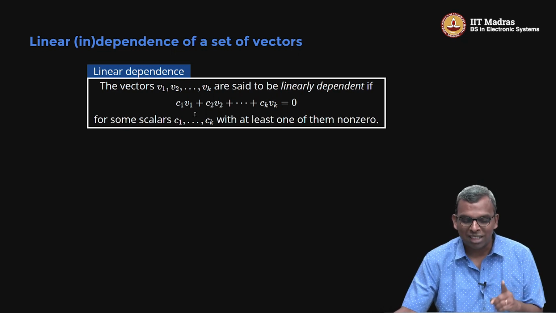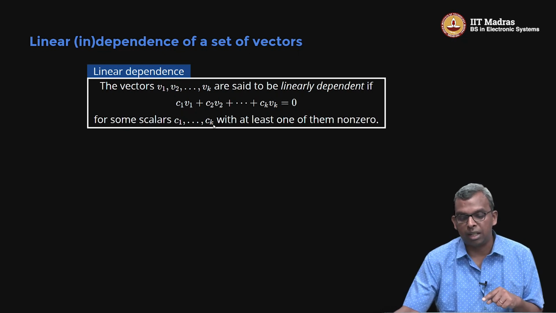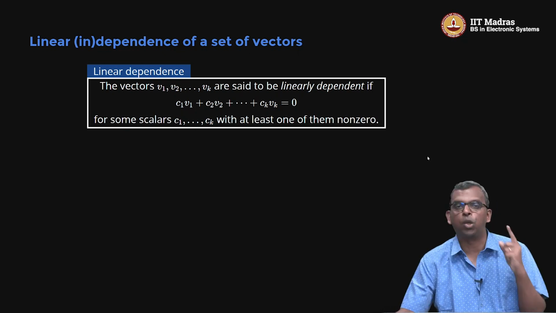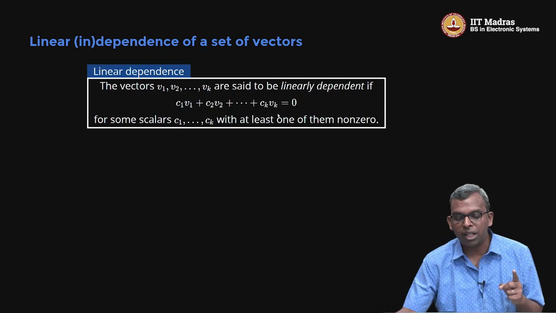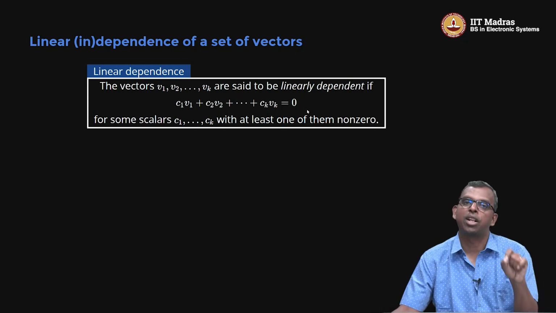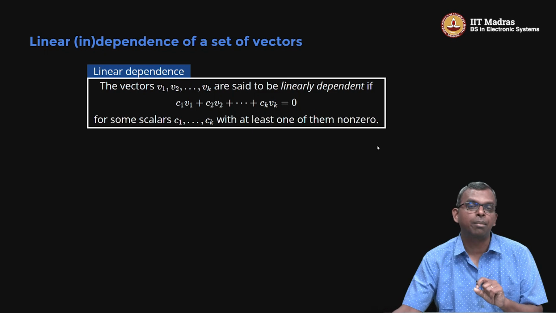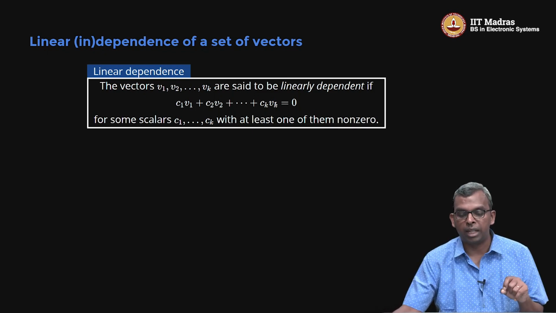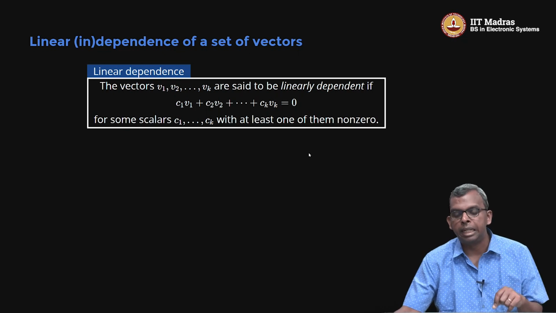Okay, so what is the condition? c1, c2 to ck for some scalar c1 to ck with at least one of them non-zero. The all zero linear combination is not allowed. So you need a linear combination of v1 to vk to be 0, but a non-trivial linear combination where there's at least one of them non-zero. If this is true, then the vectors v1, v2, vk are said to be linearly dependent.